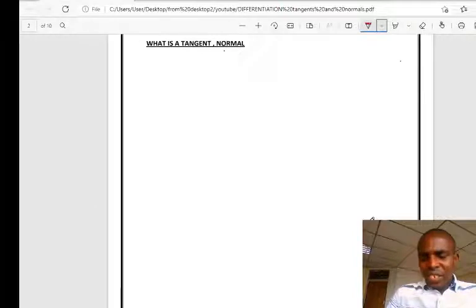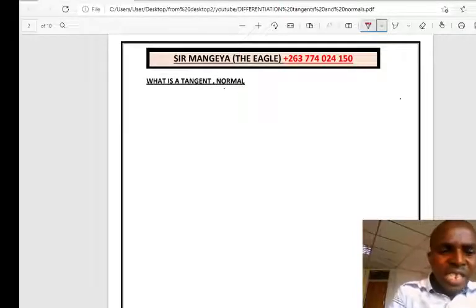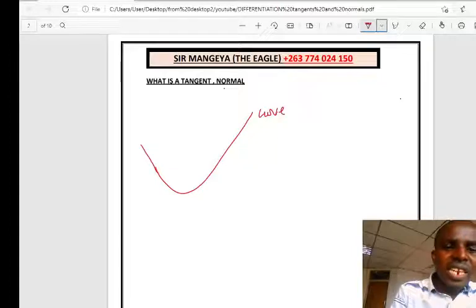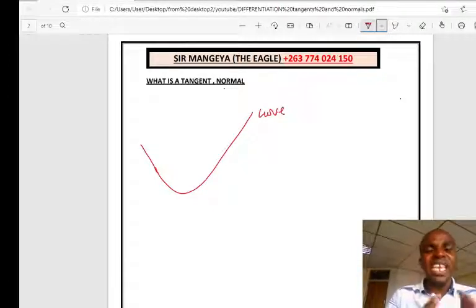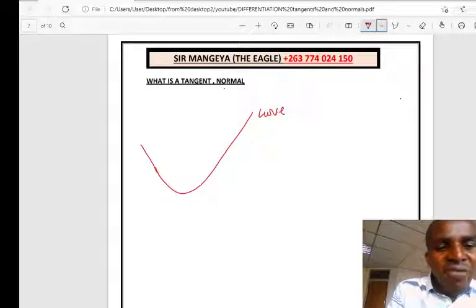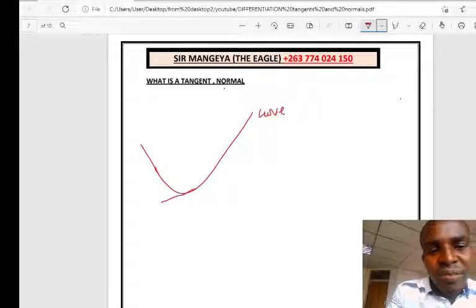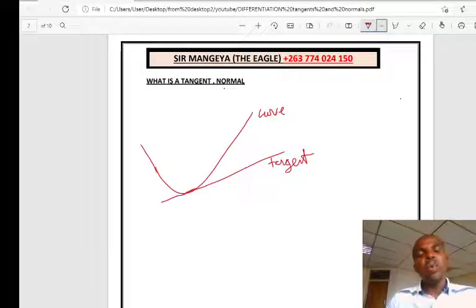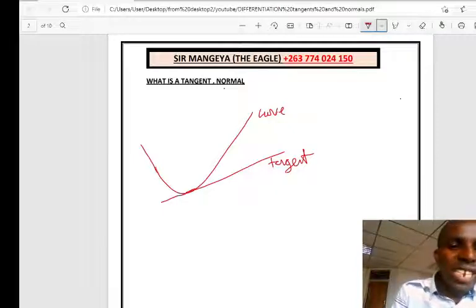What is a tangent? If I can have my drawing like this, for example, this one is a curve. I can label this one as a curve. Then a tangent is a line that meets the curve at only one point. That's called the tangent. Like if we can have this point here, then this line will be called a tangent because it's meeting the curve at only one point. Therefore, it's called the tangent.